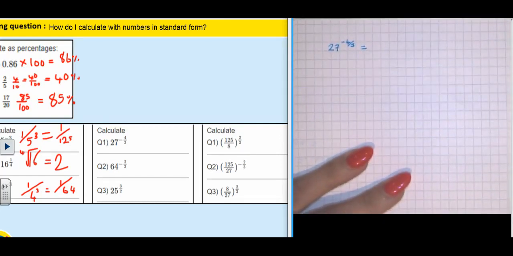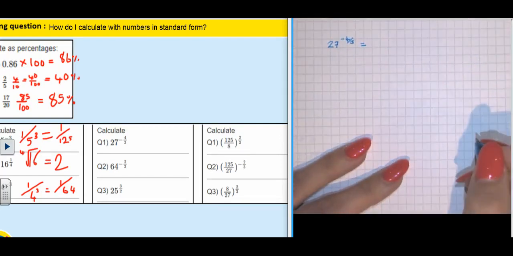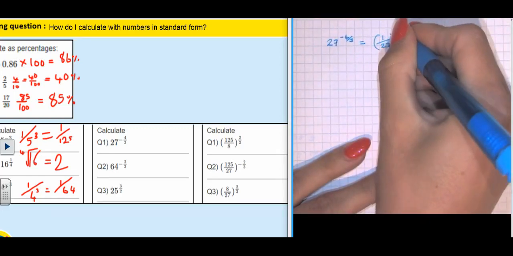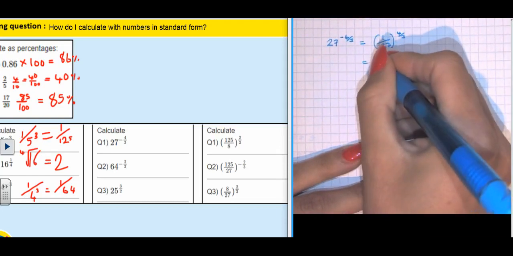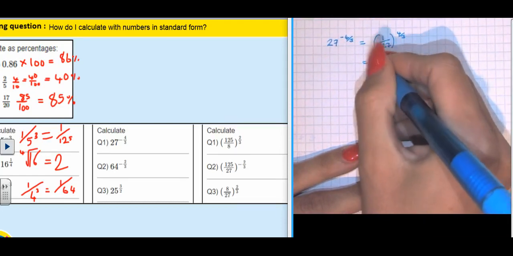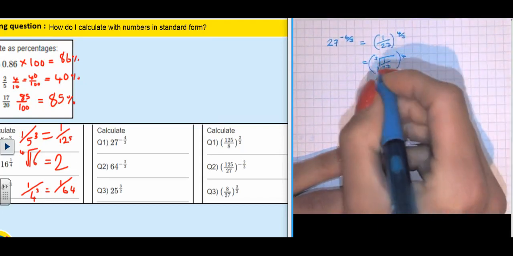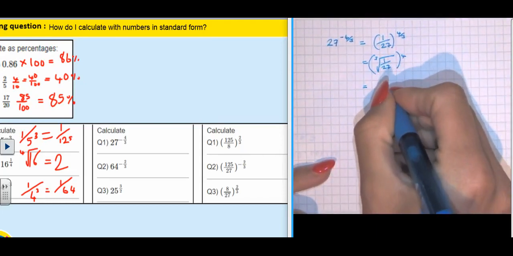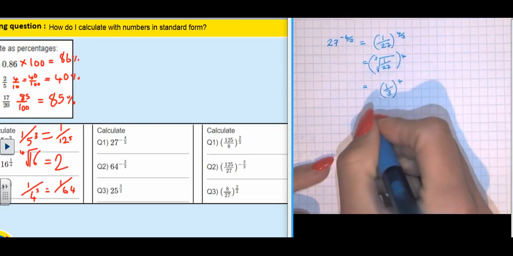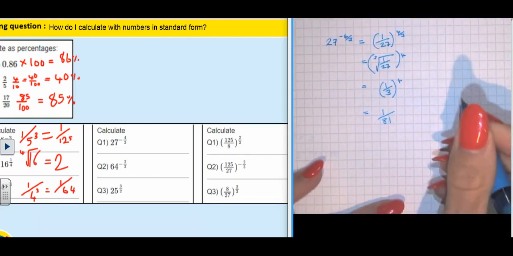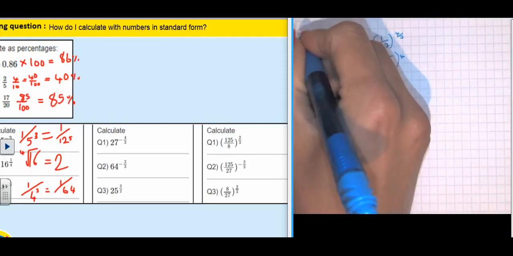Right, let's start again. 27 to the power of negative 4/3 is the same as 1 over 27 to the power of 4/3, which is the same as 1 over 27 cube rooted to the power of 4. Cube root of 27 is 3, so that's 1 over 3, and 1 over 3 to the power of 4 is 1 over 81. That was question 1 in the middle.